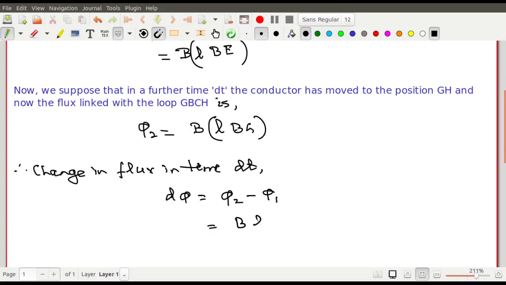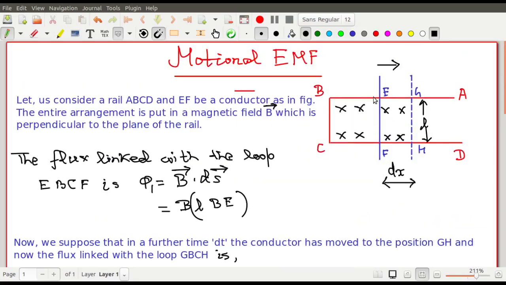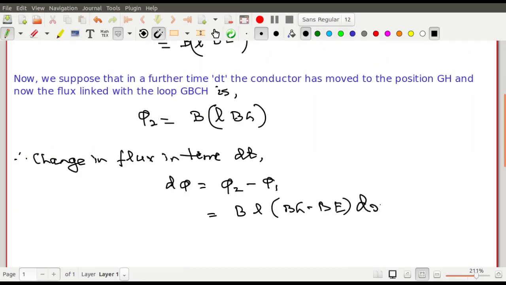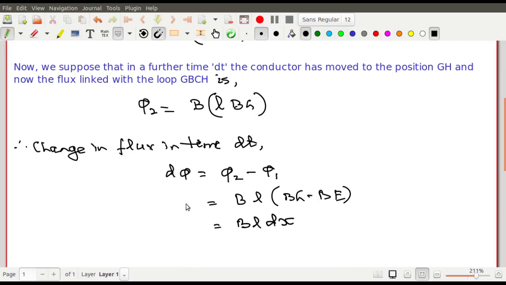So that should be BL, I may take common, and this should be BG minus BE. And as per your diagram, this BG minus BE, BG minus BE ta ki? BG minus BE is nothing but dx. In a small time, there is a small displacement. So by figure, this is nothing but BL into dx. And this is the flux change in time dt.